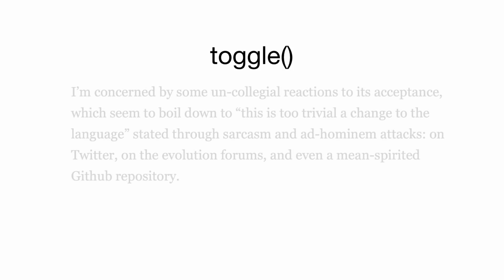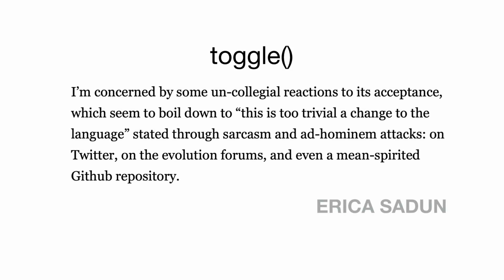Here's Erica again talking about a proposal to add a toggle method to booleans. She said, I'm concerned by some uncollegial reactions to its acceptance, which seem to boil down to, this is too trivial a change to the language, stated through sarcasm and ad hominem attacks, on Twitter, on the Evolution forums, and even a mean-spirited GitHub repository. I'd like to think that everyone listening to this can agree collectively this is shameful behaviour. We are better than this.